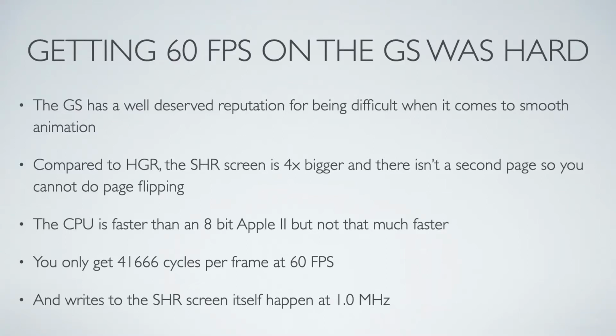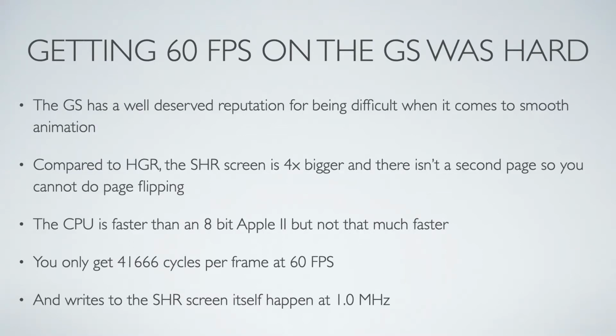The super high-res screen is 32K in size versus the 8K of the high-res screen on 8-bit Apple IIs. And unlike high-res, there's no page 2, so page flipping isn't possible. You can do something similar to page flipping using shadowing. I didn't use that technique, however.